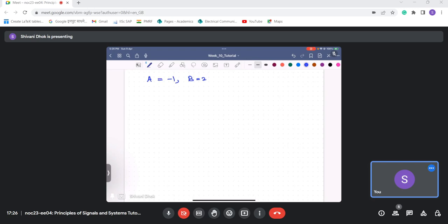Then what we are having here is y hat of omega is equal to A, that is minus 1 upon 1 minus 1 by 2 into e power minus j omega plus 1 upon 1 minus e power minus j omega.